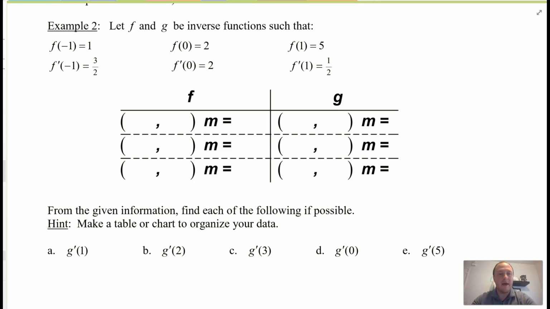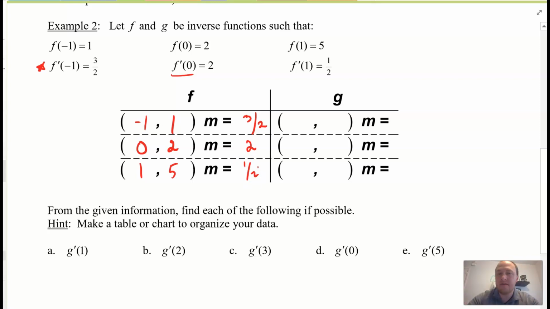So they tell me f of -1 is equal to 1. So in this chart here, I have this point, f of -1 is equal to 1. And they tell us the slope here, f prime of -1 is equal to 3/2. Okay, so f of 0 is 2, so at 0 the output is 2, and it's saying at 0 the derivative, or the slope, is 2. Okay, again, f of 1 is 5, so then f prime of 1 is equal to 1/2, so there's the slope. Okay, so I have these pairs.